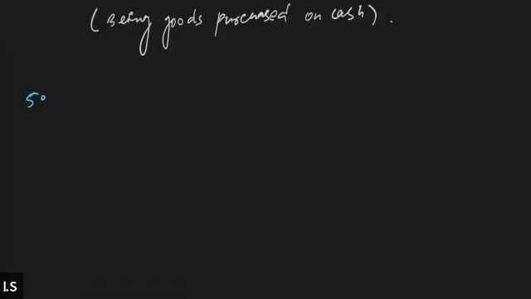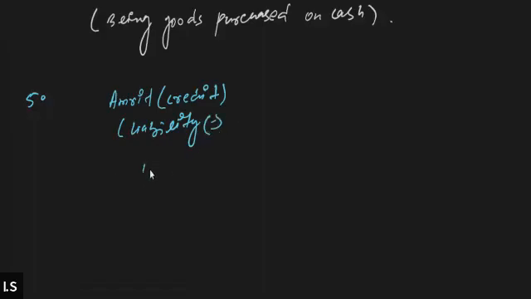See, firstly, because we are returning goods to Amrit, our liability towards Amrit will fall. It will reduce, right? Amrit is our creditor. And since we are returning the goods, the liability towards Amrit will reduce. Yes, liability will reduce because we are returning goods of 10,000. So liability will reduce by 10,000.